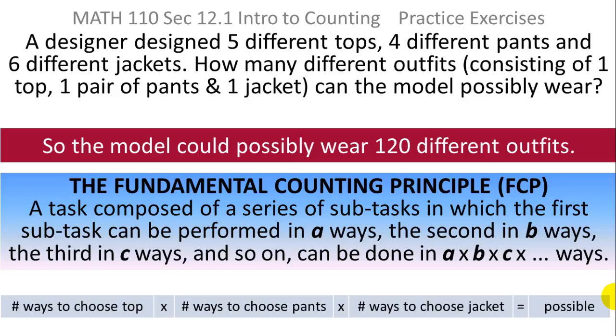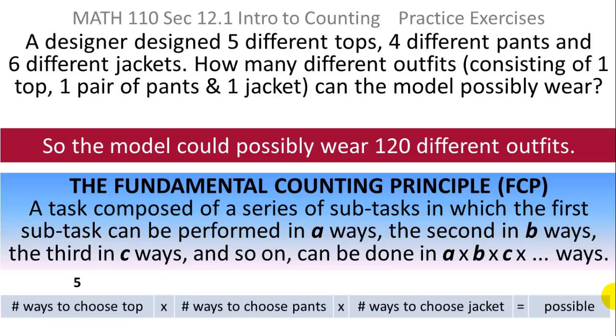You're going to be choosing a top, a pair of pants, and a jacket. So the fundamental counting principle says if you can count the number of ways to choose a top, count the number of ways to choose your pair of pants, and count the number of ways to choose a jacket, you can multiply them all together to get the total number of possible outfits. So that's much easier than doing the tree diagram.